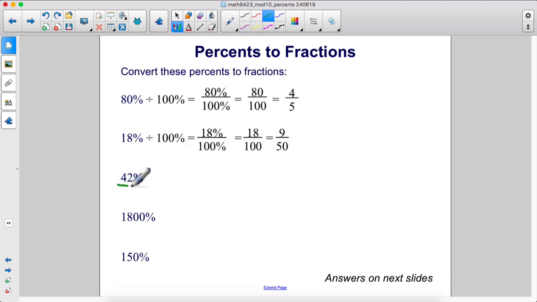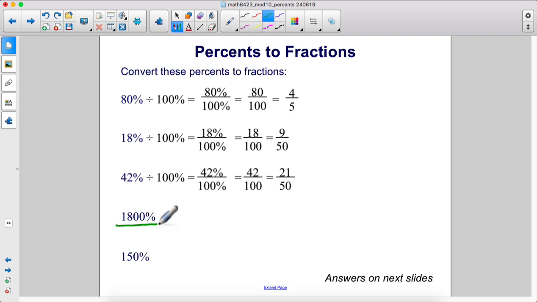42%. All right, go ahead, divide it by 100%. Now the percentages cancel out. This is 42/100. They're both even, so let's go ahead and divide top and bottom by 2. So 42 divided by 2 is 21. The bottom divided by 2 is 50. And there are no common factors here, so the answer is 21/50.